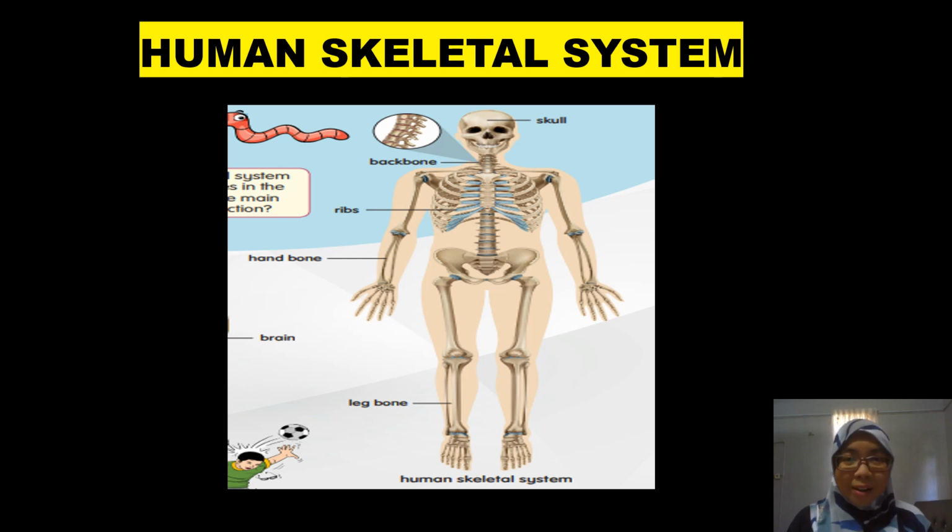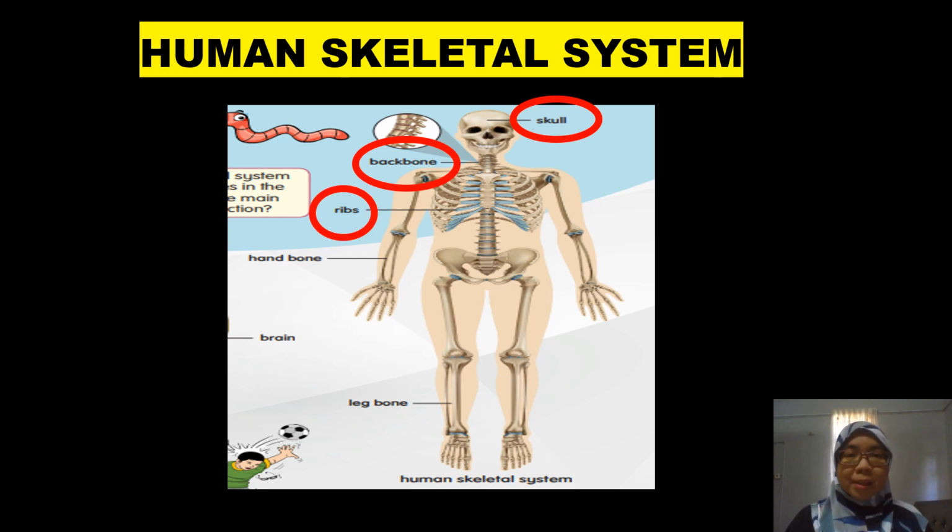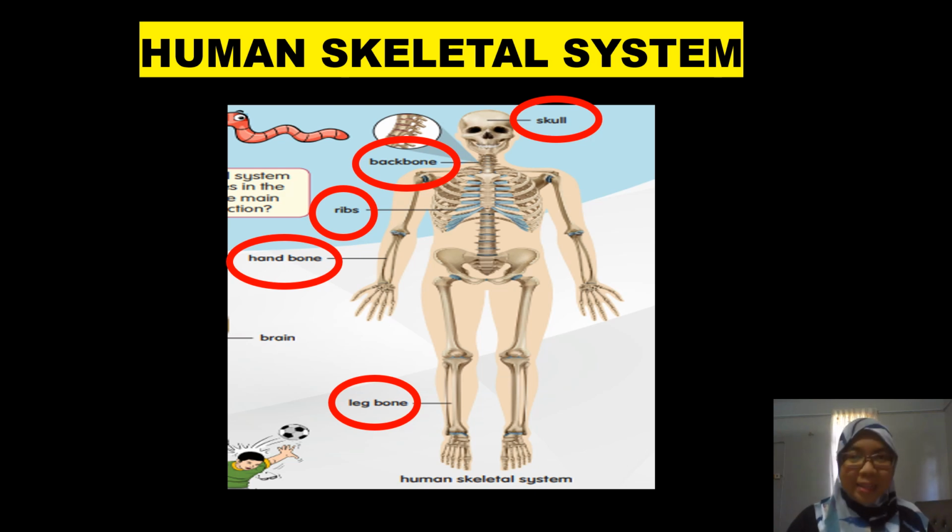So where are the parts of the bones that you must know? Now you may refer to your textbook on page 20, the human skeletal system. First is the skull, tengkorak. Second, the backbone, tulang belakang. Third is the ribs, tulang rusuk. Then we have the hand bone, tulang tangan. And the last one is the leg bone, tulang kaki.